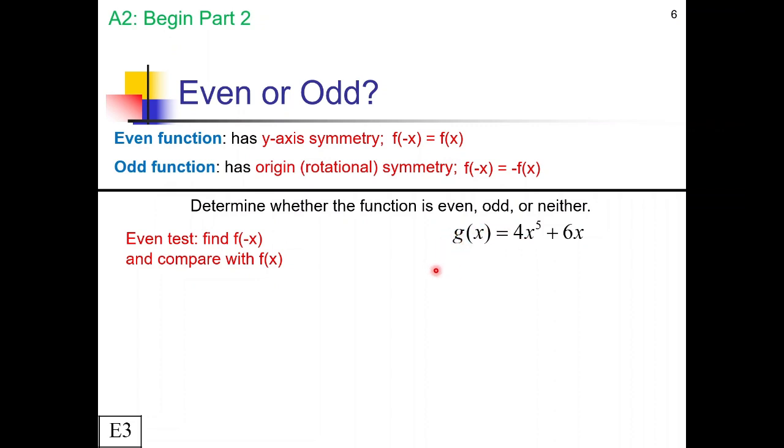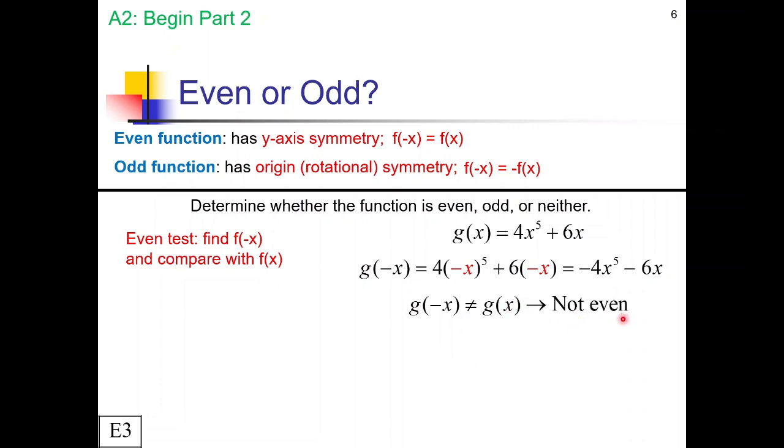Okay, so we have g of negative x. That's going to be 4 times negative x to the 5th plus 6 times negative x. And if we simplify this, if you raise a negative to an odd power, it stays negative. So we have a negative 4x to the 5th, and then this is going to be negative 6x. Now, comparing g of negative x and g of x, these two things are not identical, they are not equal. That proves that this is not an even function. It does not have y-axis symmetry.